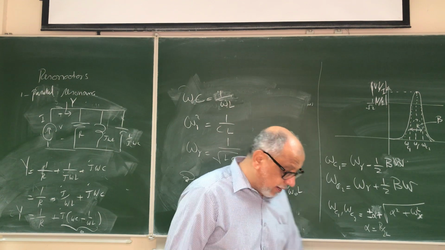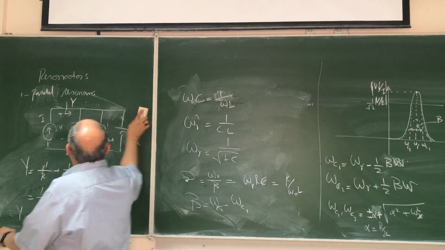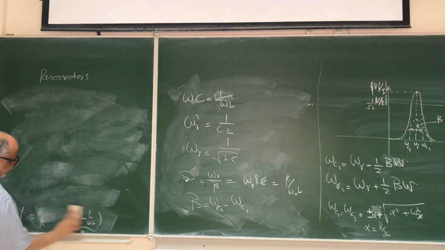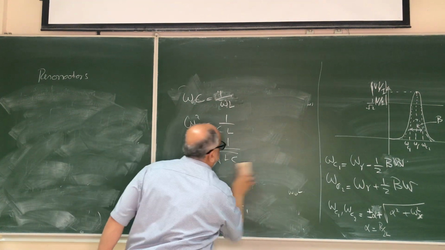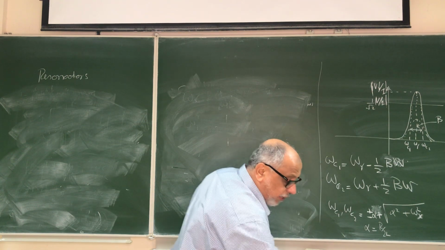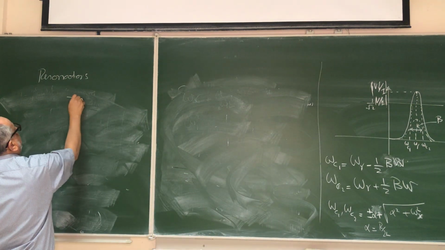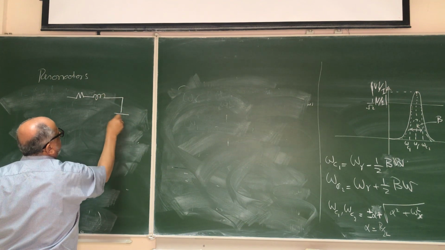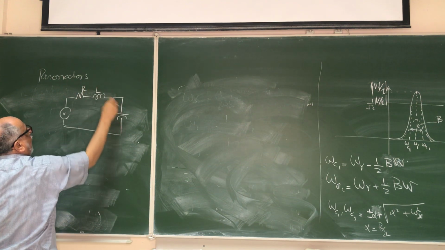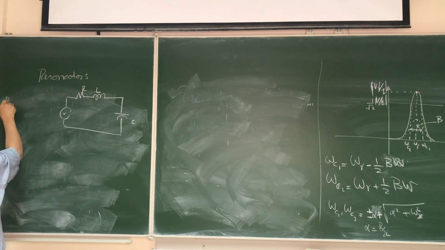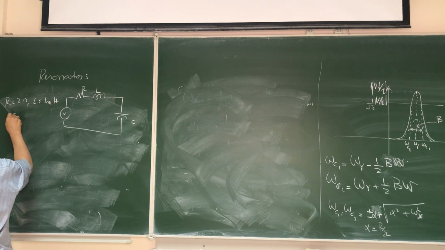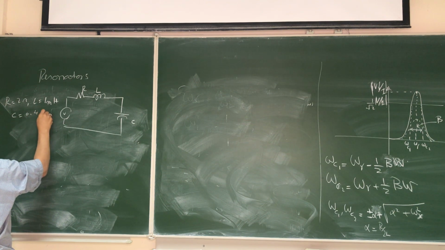Right. Let's take a simple example here and just apply what we learned. Assume that in a series RLC resonance circuit, we have R equal to 2 ohms, L equal to 1 millihenry, and C equal to 0.4 microfarad.